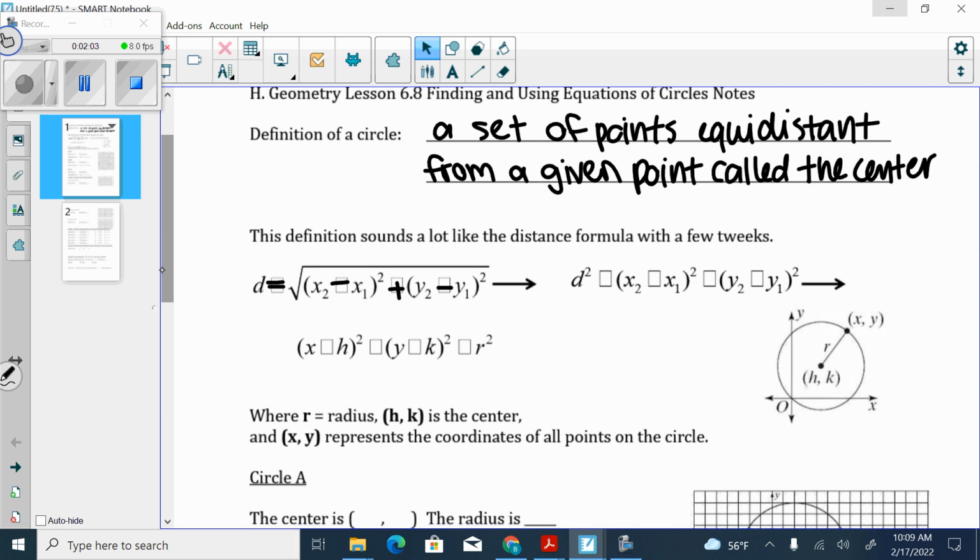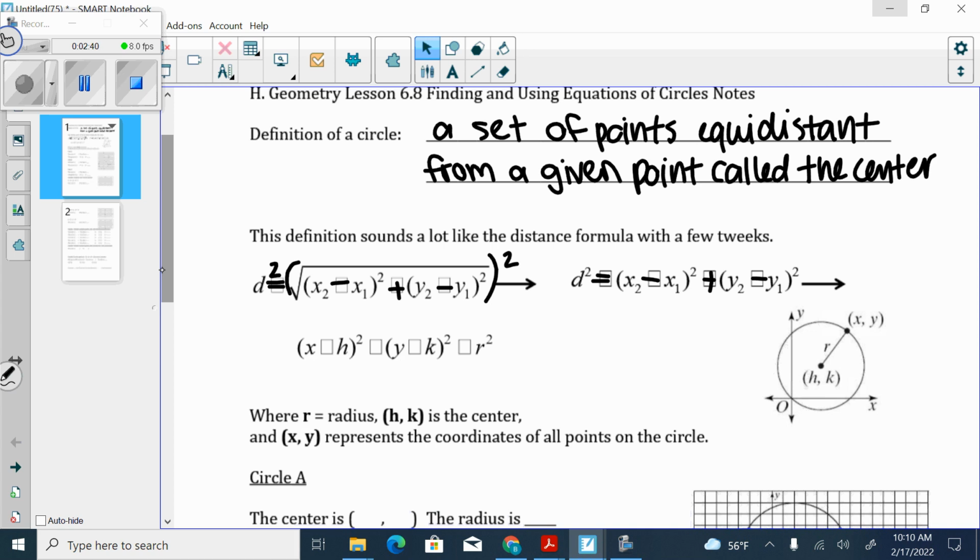If I wanted to get rid of this big square root over the top of the formula, how would I do that? What's the opposite of taking the square root? Right. So I could square both sides of the equation, and then I would have d squared equals, the square root and the square cancel out, x2 minus x1 squared plus y2 minus y1 squared. Right? Okay, they're saying this is closely related to the formula to find the equation of our circle.